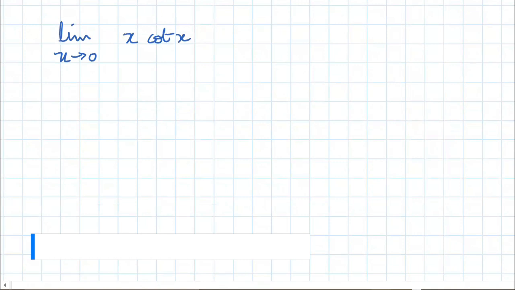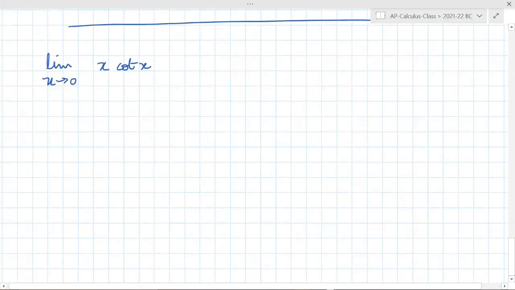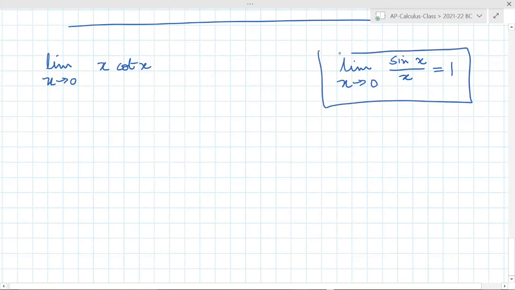So for this, you have to have learned at least one basic limit, which is limit x tends to 0 of sine x over x. So we will use this result in many of the trig limits.